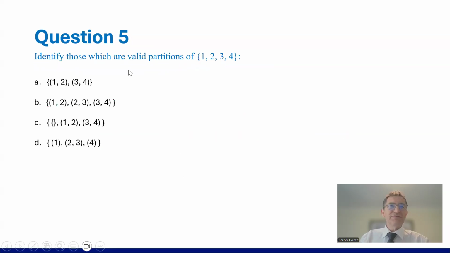Okay, identify those which are valid partitions of {1, 2, 3, 4}. So here we go. We've got {1}, {2}, {3, 4}. Oh, sorry, {1, 2} and {3, 4}. {1, 2}, {2, 3}, and {3, 4}. The empty set, {1, 2}, and {3, 4}. {1}, {2}, {3}, and {4}.